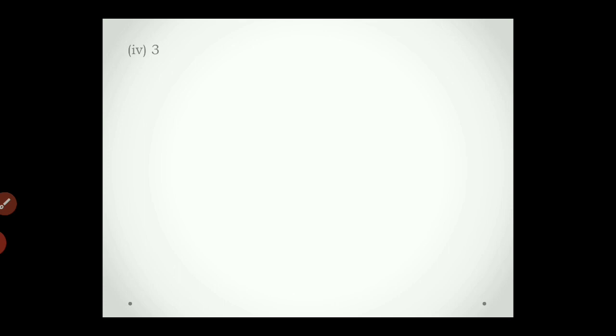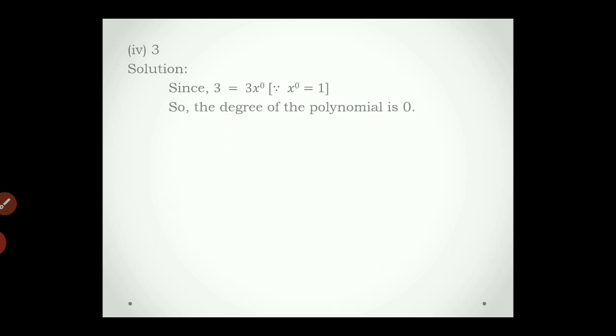Next is 3. Here 3 is equal to 3x to the power 0, since x to the power 0 is equal to 1. So the degree of the polynomial is 0.